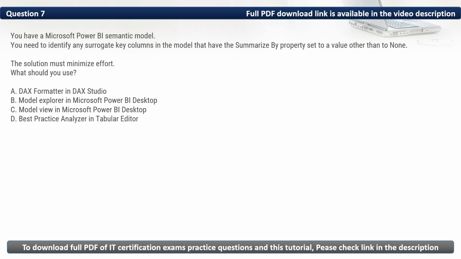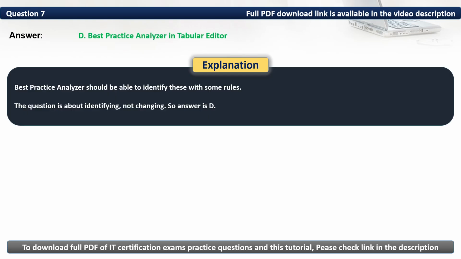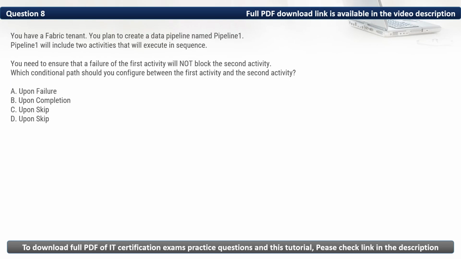Here in this question, we need to identify any surrogate key columns in the model that have the summarize by property set to a value other than none while minimizing effort. As such, we should use Best Practice Analyzer in Tabular Editor. Thus, the correct option is D. Best Practice Analyzer should be able to identify these with some rules. The question is about identifying, not changing. So, answer is D.